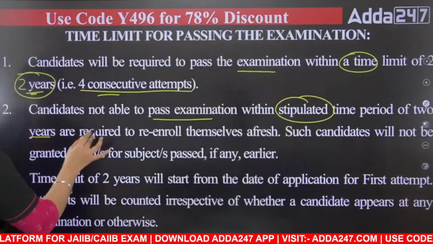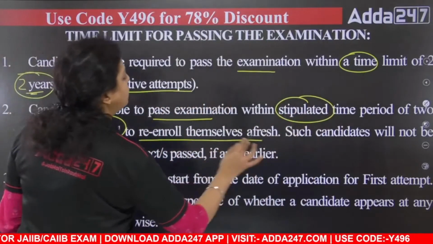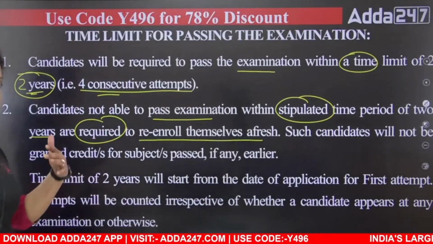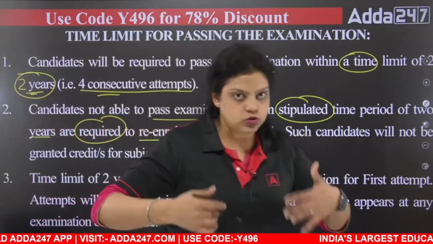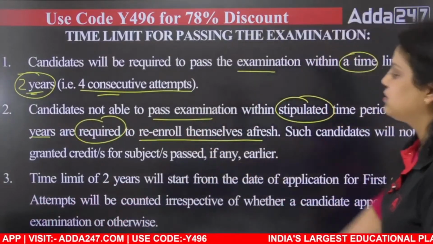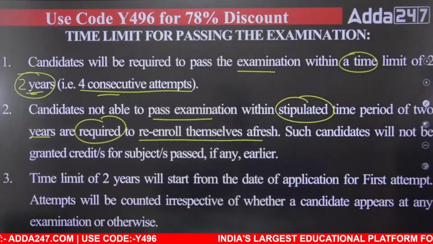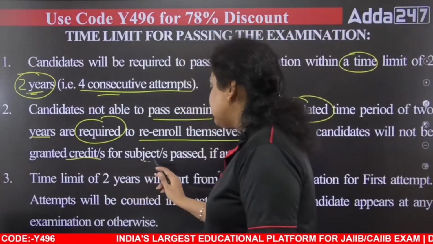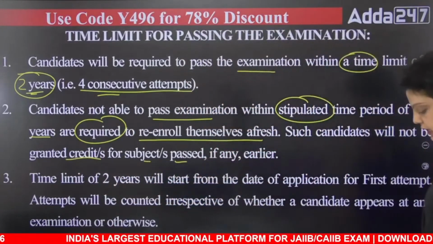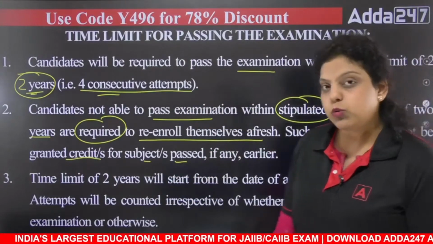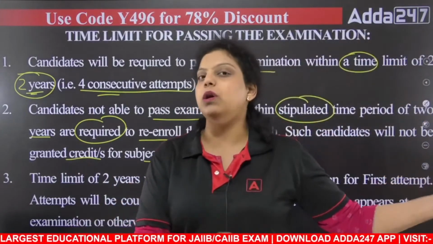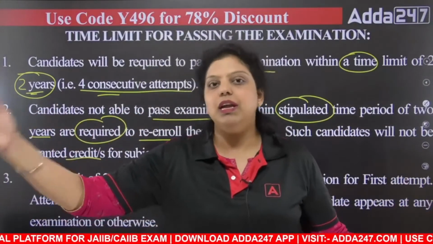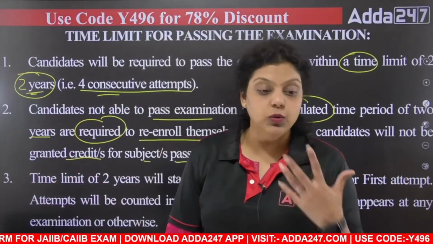Okay. Now, the second point says candidates not able to pass the examination within the stipulated time period of 2 years are required to re-enroll themselves afresh. So if you are not able to qualify the exam within the 2 years since you registered, you have to re-enroll yourself again. Such a candidate will not be granted credits for subjects passed earlier. So if you had qualified an individual subject earlier in those 4 consecutive attempts, that credit will not be carried forward with you after the duration of 2 years.